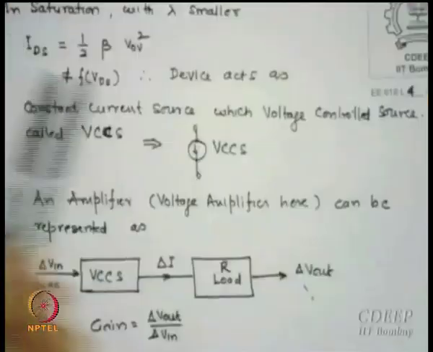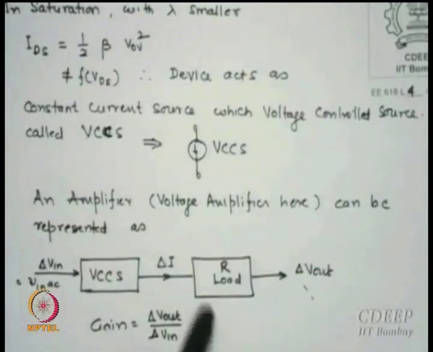And the change in output voltage means AC voltage. So AC output voltage by AC input is essentially the gain. That's what an amplifier is likely to do. So the essential part therefore was to get this expression correctly. And also we would like to see whether the load which we always talked about is really a resistive load or whether there is something else which we can do.